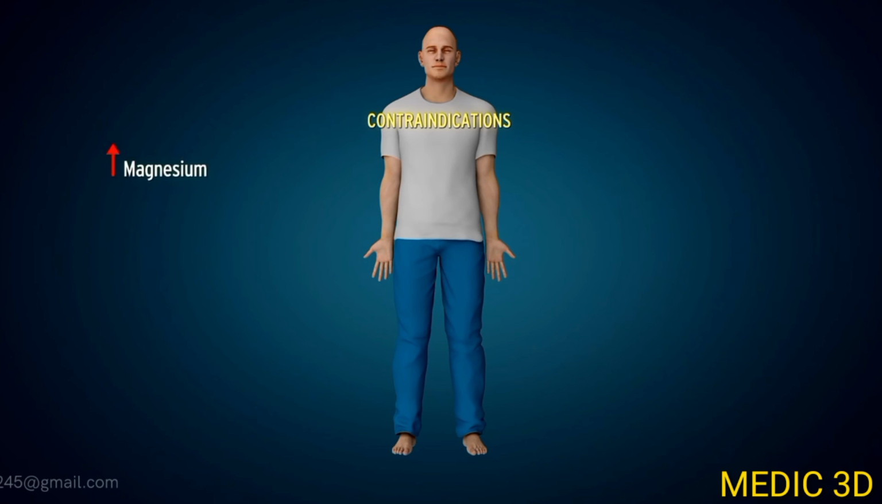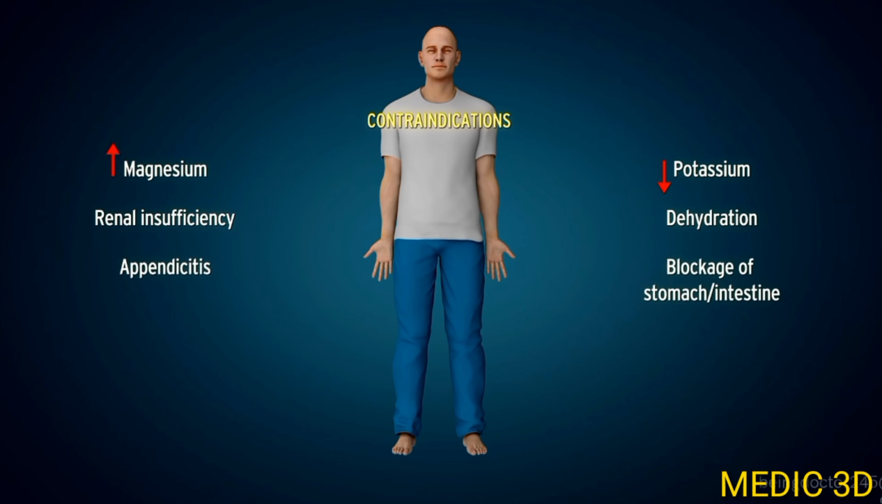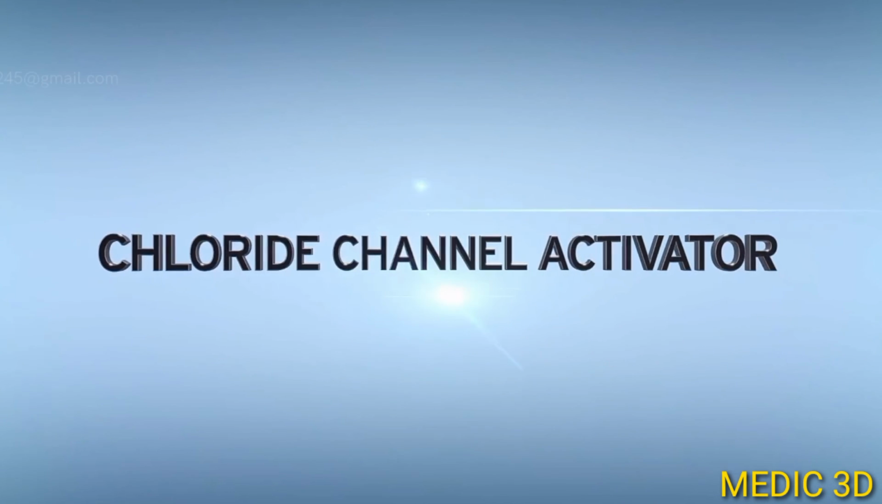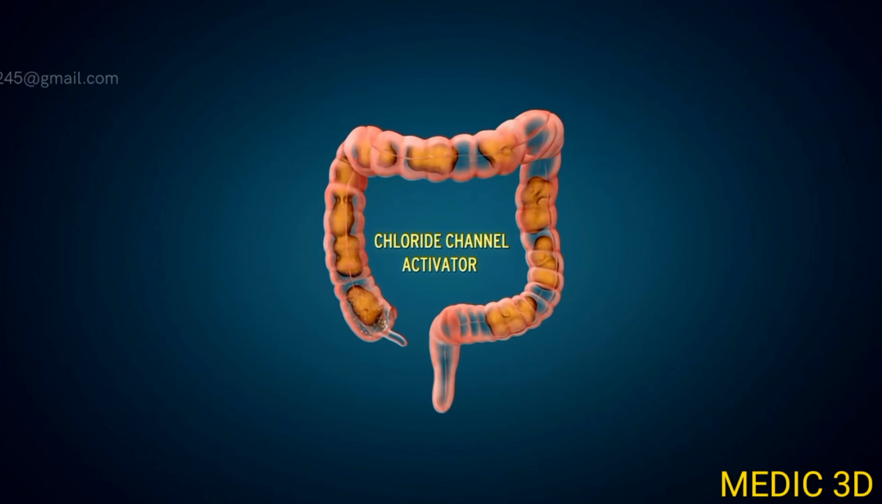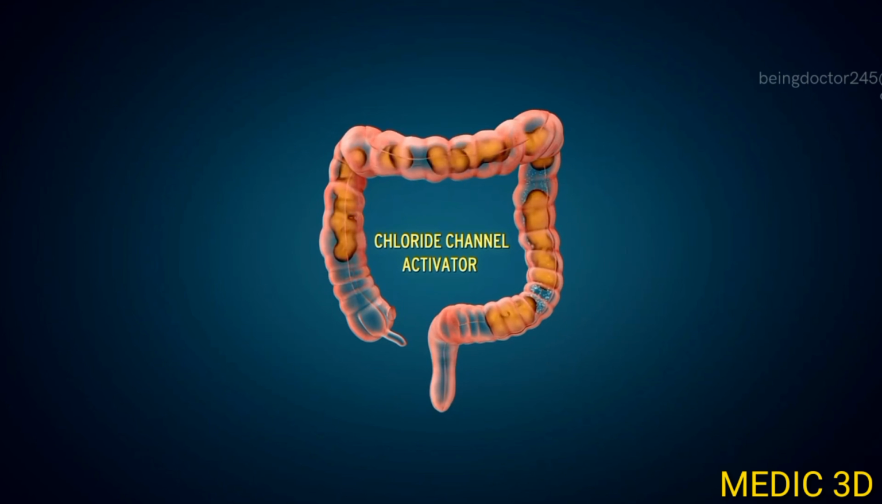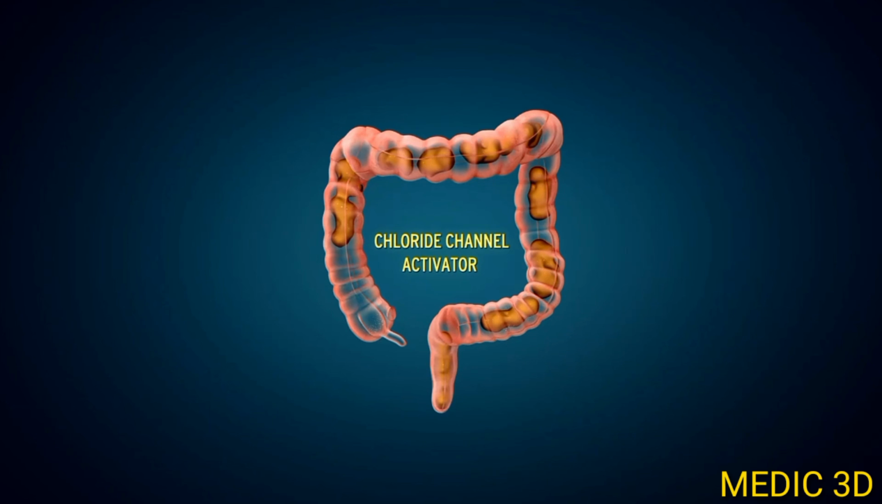Contraindications: hypermagnesemia, lower potassium levels, renal insufficiency, dehydration, appendicitis, blockage of stomach or intestine, kidney dysfunctions and problems. Chloride channel activator. The epithelium of the intestine has several chloride gateway channels. CCA acts on these gateway channels and cause increased secretion of chloride-rich fluid into the intestine, which stimulates bowel movements and fluidity of the stools.